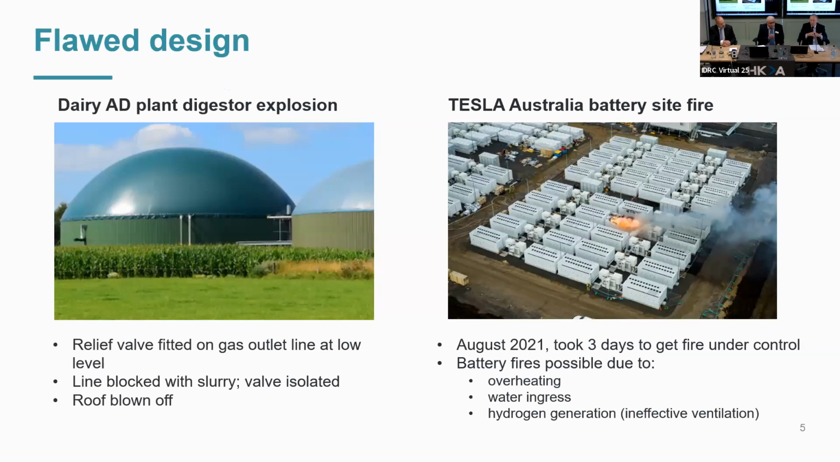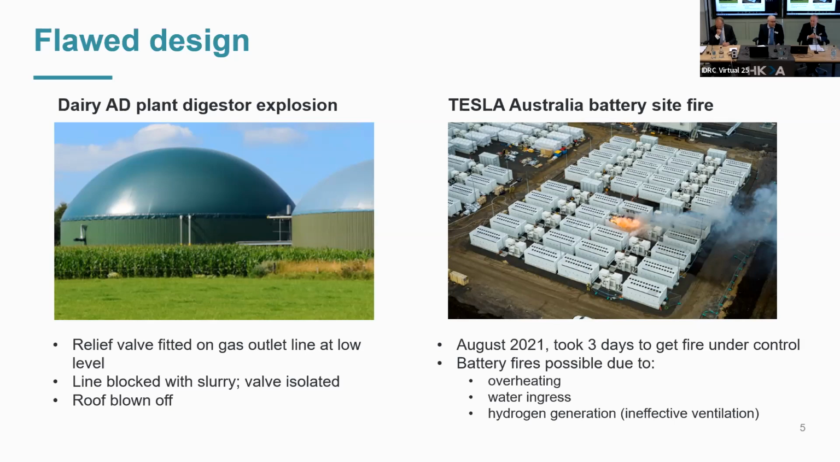I'm going to look at a couple of examples. The first example is a flaw design, and it was a dispute I worked on. And this was an anaerobic digestion plant where the relief valve was fitted in the wrong location. It was correctly fitted on the outlet line of the gas system, but the line was routed to low level so you can maintain it easily at ground level. And what happened here simply was that over time, the digesters foamed, and you got slurry carryover, the line blocked, and also blocked the relief valve.